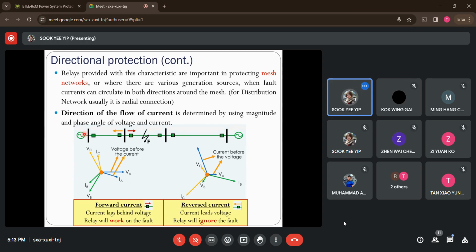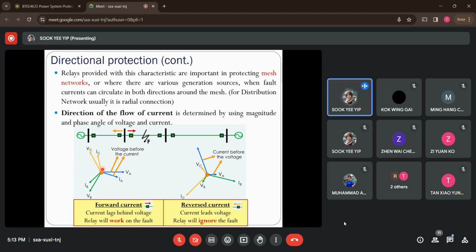So what happens under normal conditions? You will notice that if you plot the phasor diagram here in terms of voltage and current, each phase, let's say A, B, C phase, is carrying the rated current flow IA, IB, IC, as well as the normal voltage values VA, VB, VC. And you will notice that under normal condition with no fault at all, the current will lead voltage instead. Okay, so this situation is the normal condition.